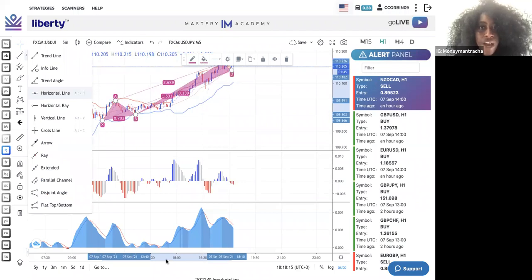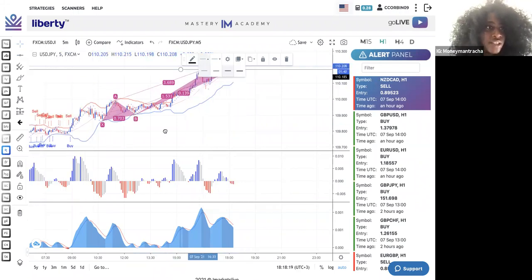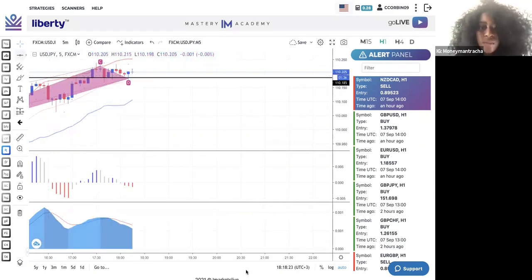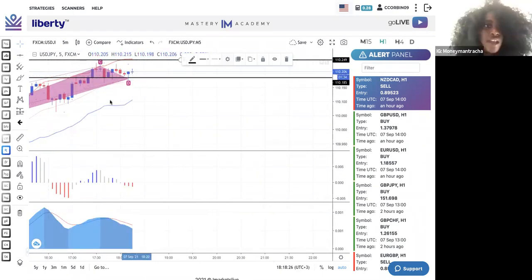So let's put it there. And I typically like to put one at the top and bottom of the candle just to create that support and resistance, right? So we can actually see that the market is consolidating within this zone. And let me just draw it out so that y'all can see that. We see that the market is in this zone, right?